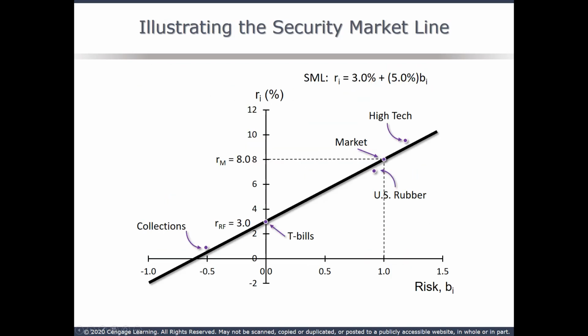Plotting these versus the security market line, we see that high-tech and collections plot above the line, while U.S. rubber plots below the line, and the market is on the line. So what will happen? Price pressure from trading will force them all back on the line.